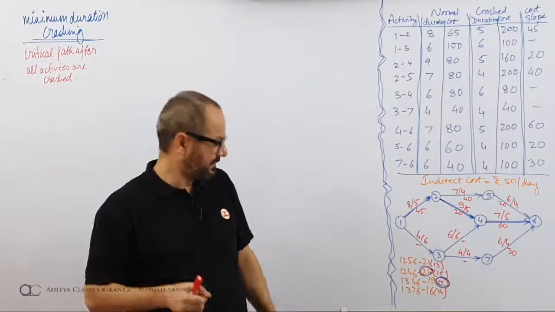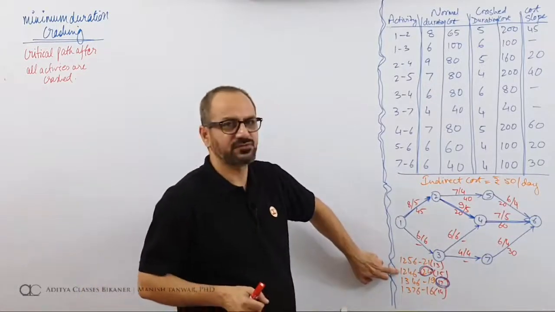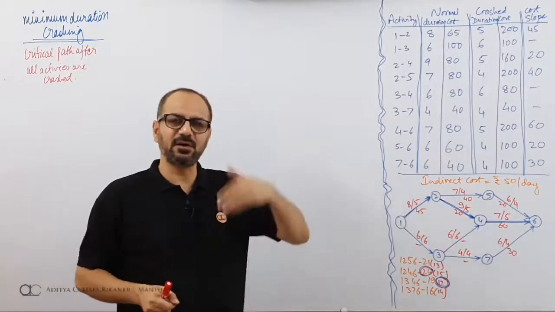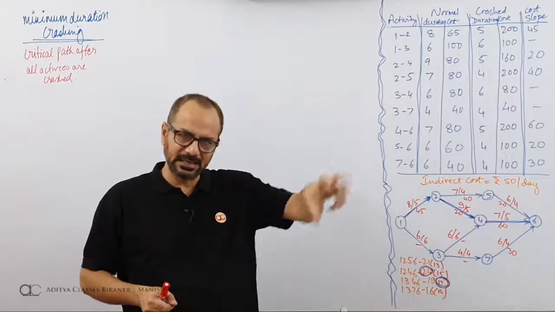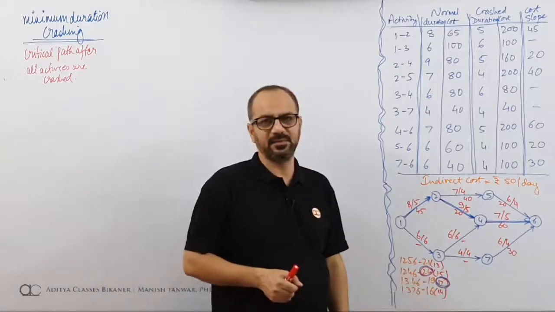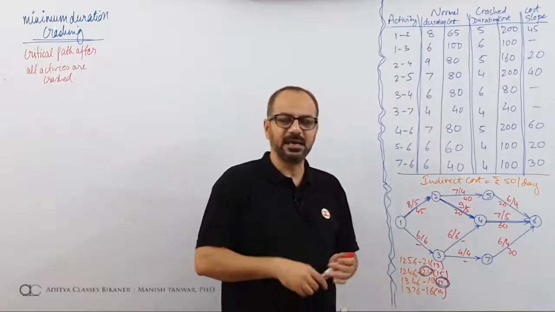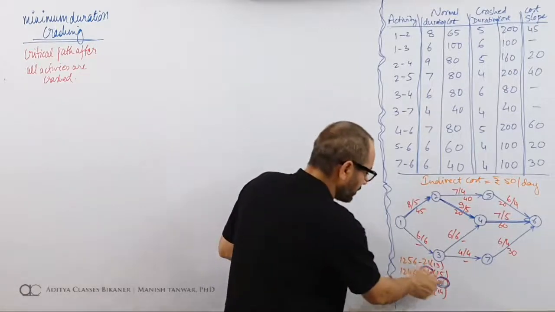Yes, what will be the sequence? The longest path goes first, then the second longest and so on. Whosoever is the longest at any point, that will be brought down to 17. That will be the idea. So how can I bring this 24 down to 17? Is it possible to bring this 24 down to 17?